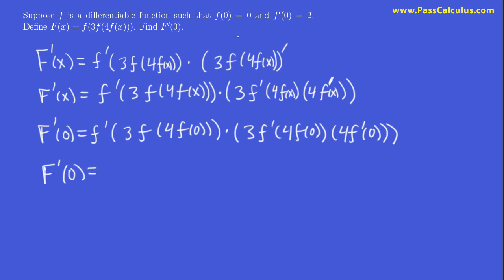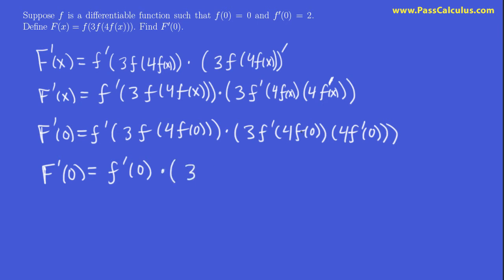F of 0 is 0. So that's 0. 4 times 0 is 0. So we have another f of 0. So that's 0 again. And 3 times 0 is 0. So really, this is all just f prime of 0. And we'll do that on the next step.